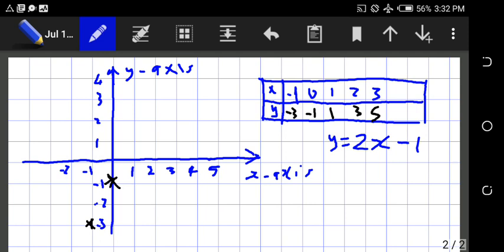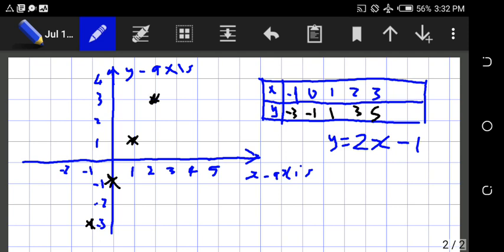When x is 1 at this point, y is 1 as well. Y is 1 at this point. So when they intersect, we plot that point. Now when x is 2, that is at this point now. Y is 3, that is somewhere here. So we'll plot that point.